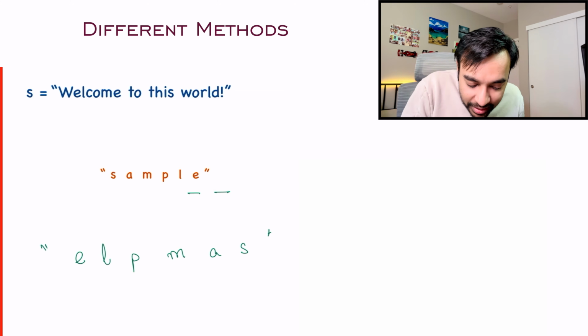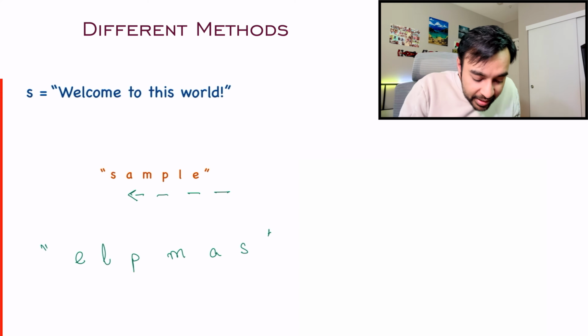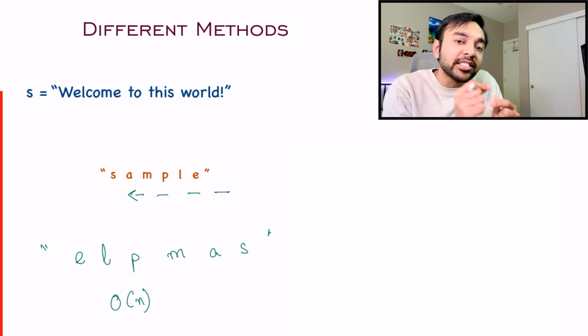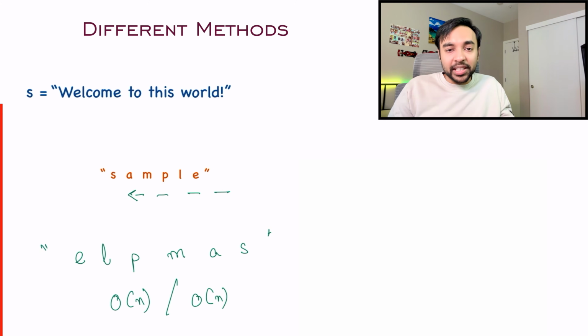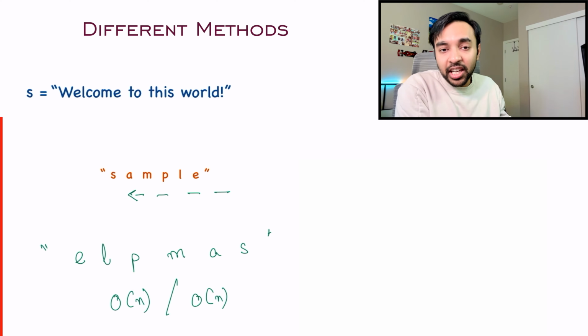So we were going step by step from the backwards direction, right? Notice that this method takes order of n time complexity because you are traversing each of the characters, and it also takes order of n space complexity because you need that extra space to store your reversed string, right?